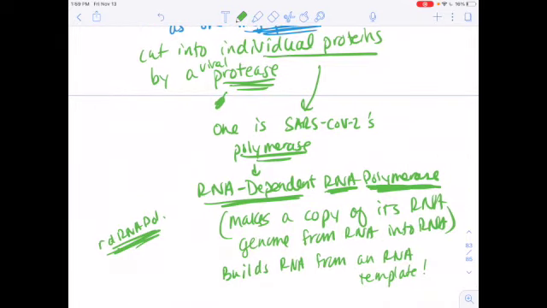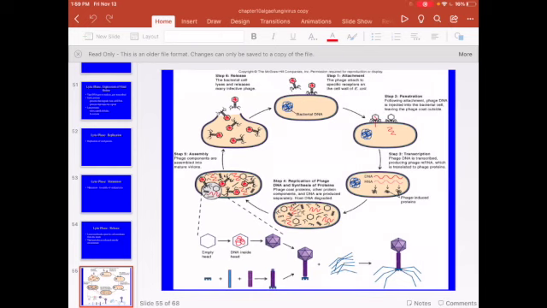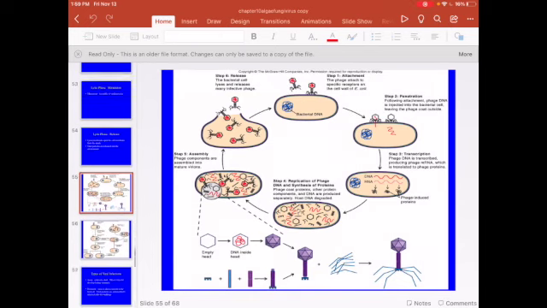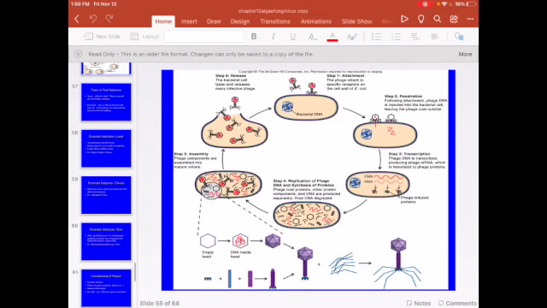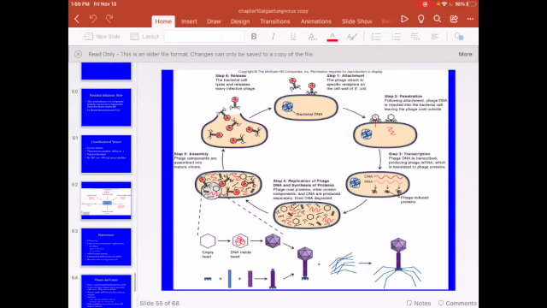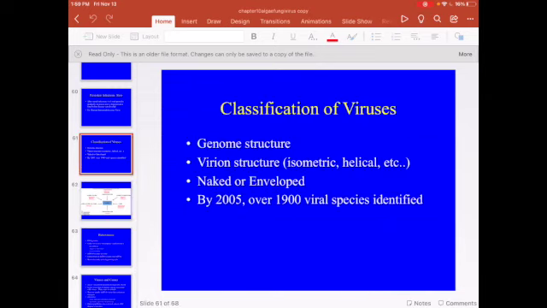There's something we do need to talk about before we sign off. Okay, this all looks very different here. Where is that slide? I do want to talk about the different types of viruses and how we classify them. All right, classification of viruses.